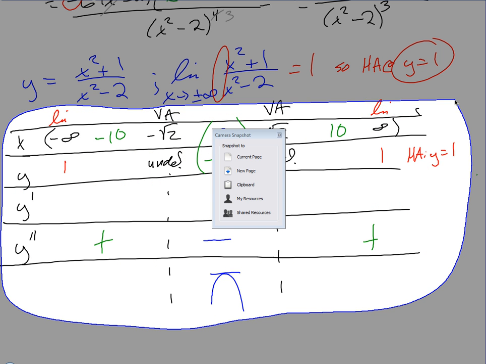Wait, is that positive? Especially under the 10. Yeah, it's under the 10, yeah.